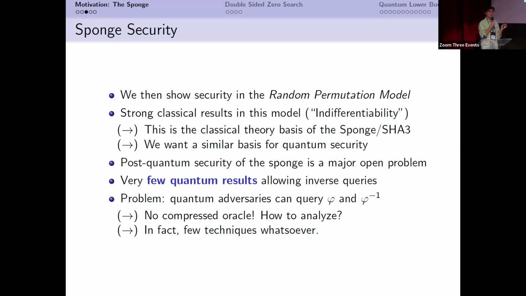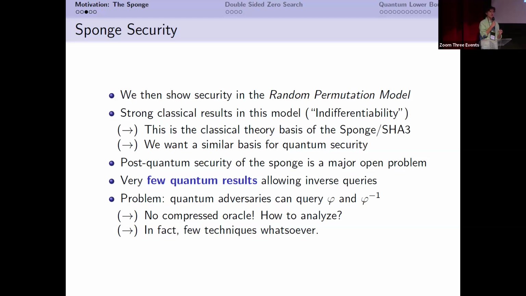This is a pretty big open question because this is the basis for our belief that the sponge is a secure construction. But we don't really have many results about analyzing quantum query algorithms in this context. And really the main reason, I think, is that we don't have good techniques for modeling algorithms that can make forward and backwards queries to random permutations.